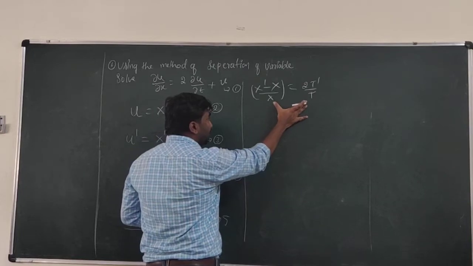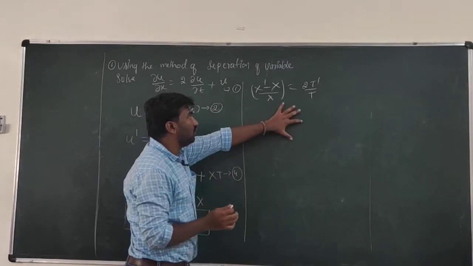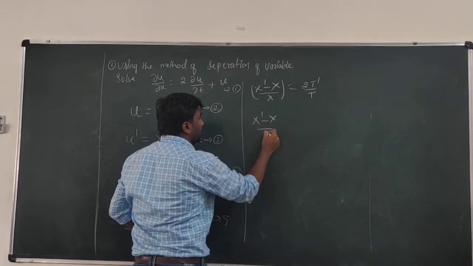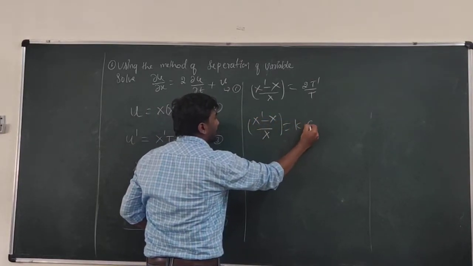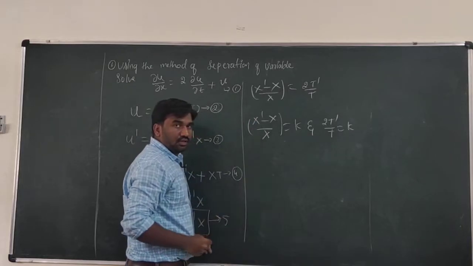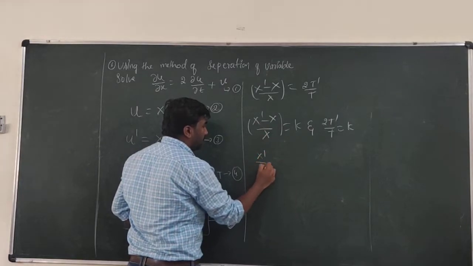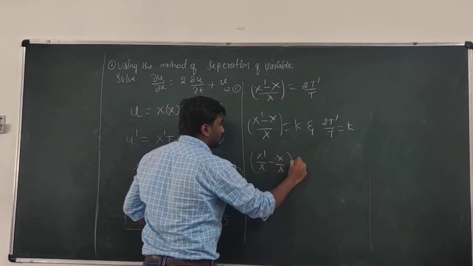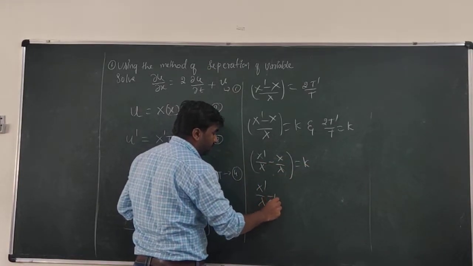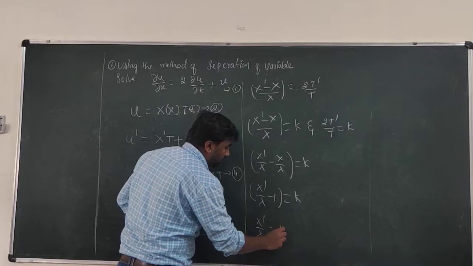Next, equate these two expressions separately to some constant k to simplify this equation. So that is (X' minus X) divided by X is equal to k, and 2 T' divided by T is equal to k. Here k is our constant. You can easily simplify this one like this: X'/X minus X/X is equal to k, and this X gets cancelled, so X'/X minus 1 is equal to k, and X'/X is equal to k plus 1.